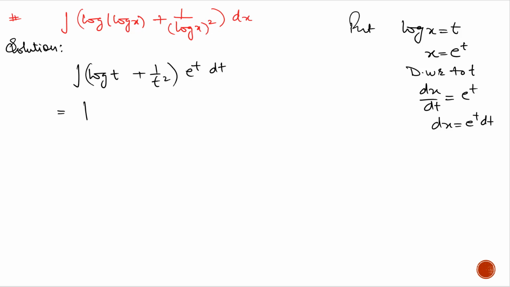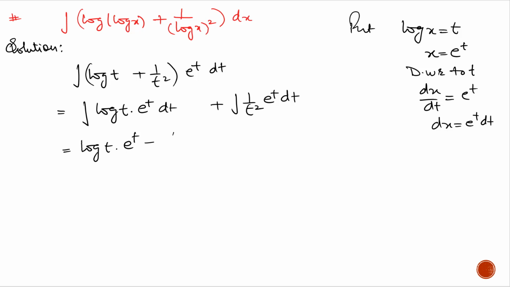And now divide this question into two parts, integration of log t into e raised to power t dt plus integration of 1 by t square e raised to power t dt. Now we solve the first part. First function as it is, integration second is e raised to power t, minus derivative first is 1 by t, integration second is e raised to power t dt.